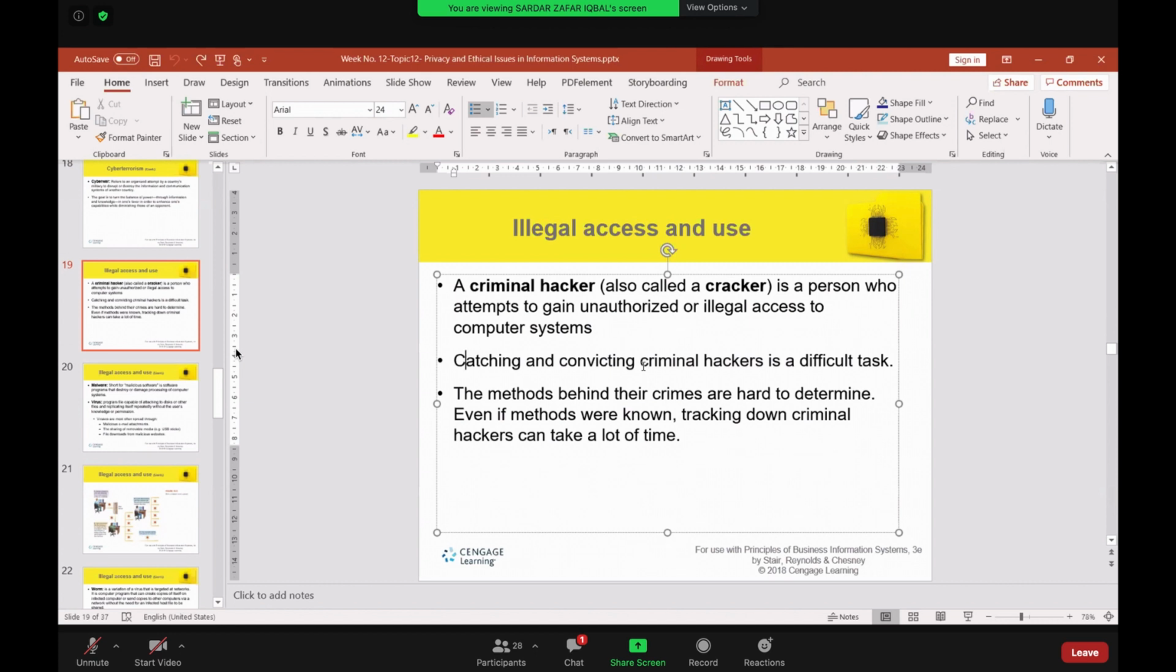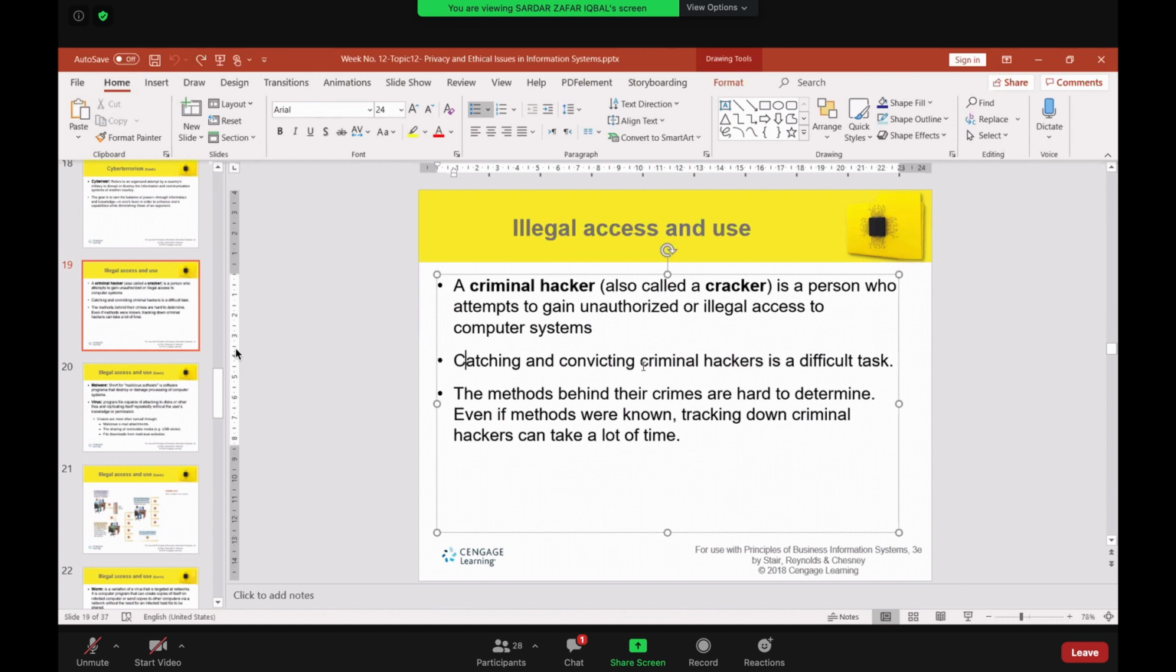The methods behind their crimes are hard to determine, even if methods were known. Tracking down criminal hackers can take a lot of time, because the hacker can go through your system and become a part of your system. So it's very difficult to find him. But it is not impossible. It can be possible.